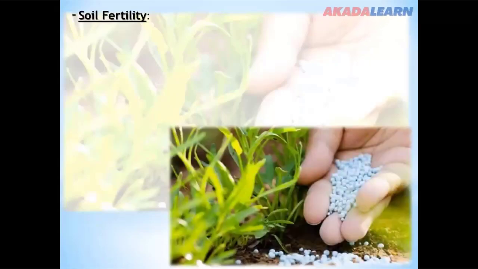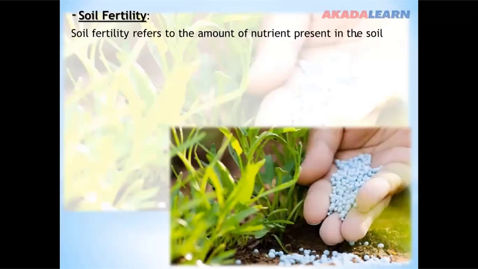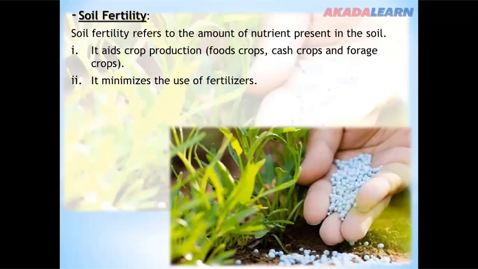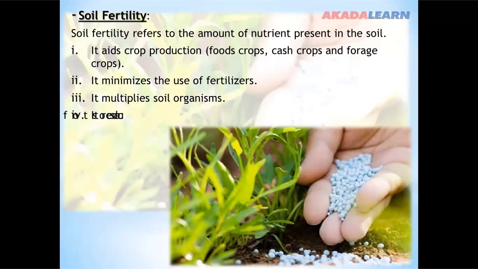Soil fertility. Soil fertility refers to the amount of nutrient present in the soil. It aids crop production, food crops, cash crops, and forage crops. It minimizes the use of fertilizers. It multiplies soil organisms. It reduces cost of production.